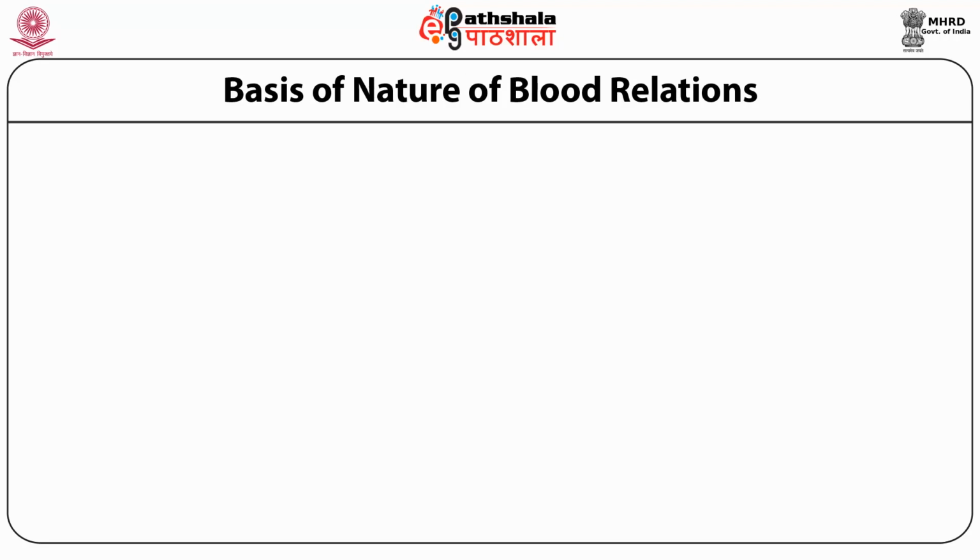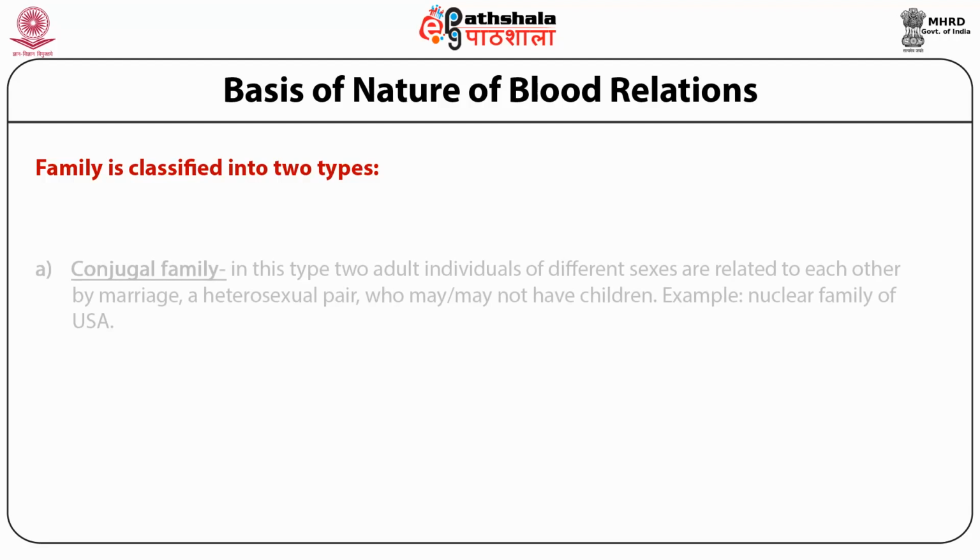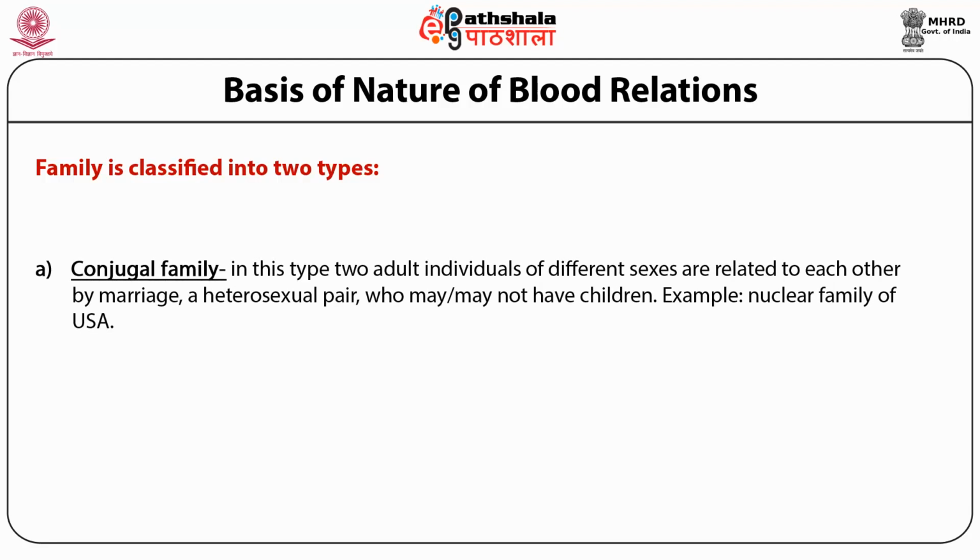On the basis of the nature of blood relations, family is classified into two types: conjugal family and consanguineous family. Conjugal family. In this type, two adult individuals of different sexes are related to each other by marriage. A heterosexual pair who may or may not have children. Example, nuclear family of USA.